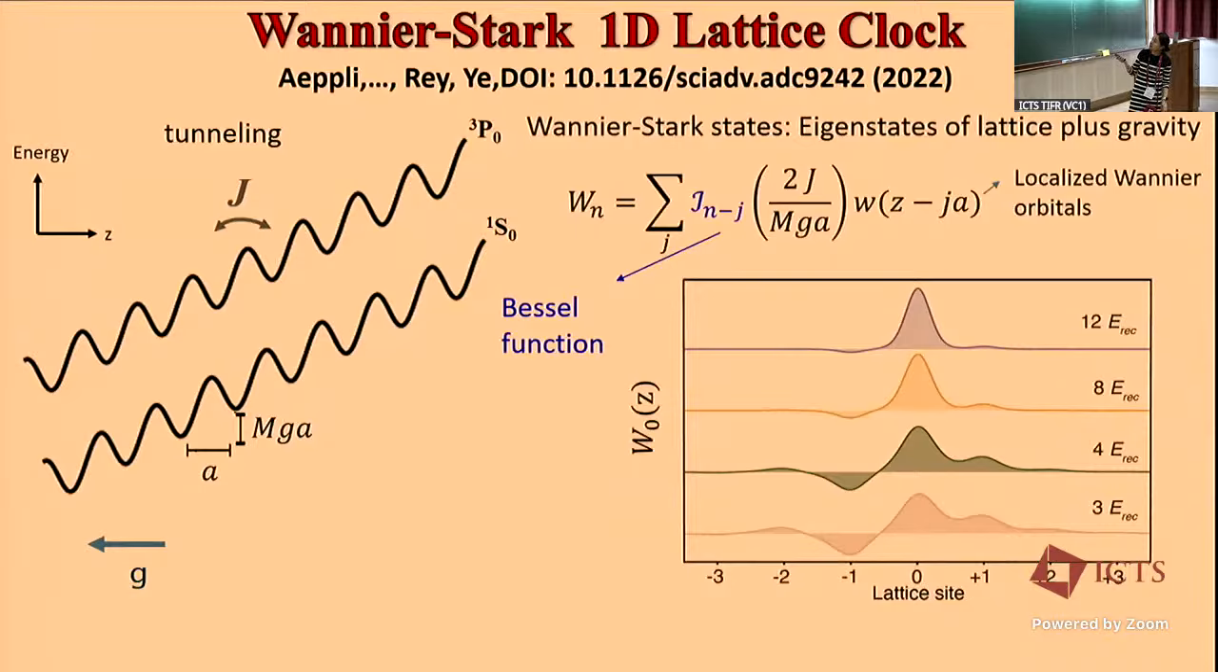So what happens is that as I make the lattice shallower and shallower, the Wannier states, which are the eigenstates of the system, are a superposition of localized Wannier orbitals, just with some weight. The important part is the cartoon here. You can see that even at a very shallow lattice, instead of the wave function being totally delocalized, because of the penalty of gravity, the wave function remains highly localized.